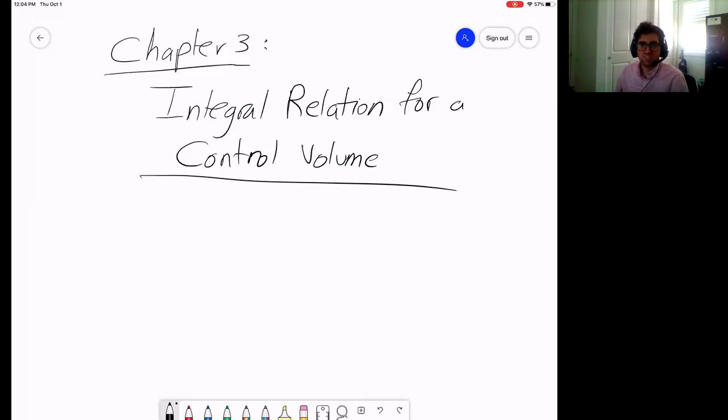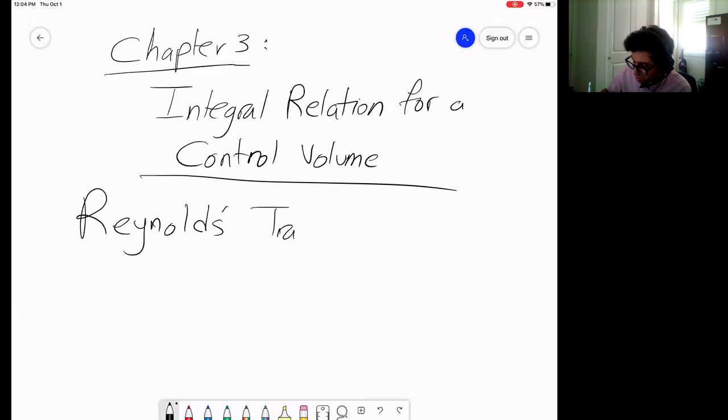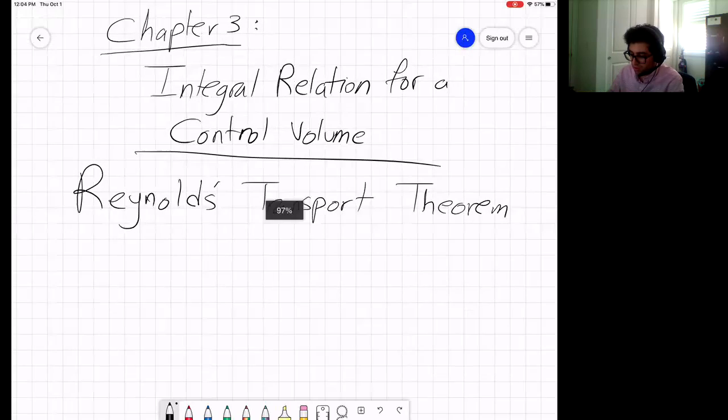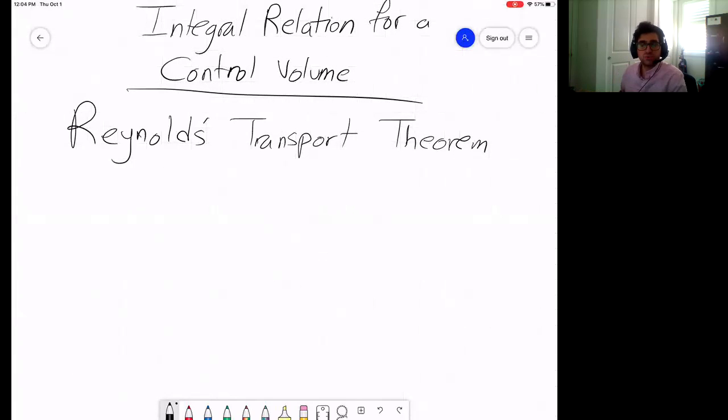I know, Marissa, you said Reynolds transport theorem, right? That's the major thing in chapter 3. Transport theorem. And what's the general equation for this one? There should be a general one for the Reynolds transport theorem.